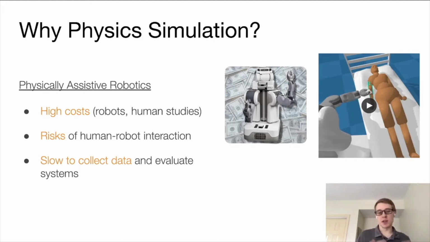Physics simulation allows us to overcome a lot of these issues. This isn't specific to just assistive robotics. In fact, anytime you have robots interacting with people, you'll often have issues with these same components of costs, risks, and slow data collection. That's really what simulation is helping us overcome in some cases.